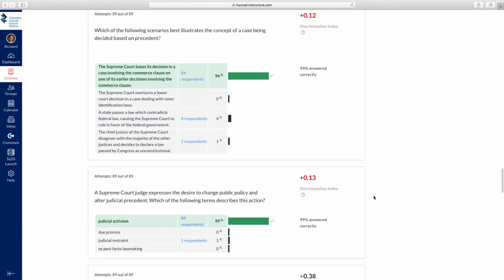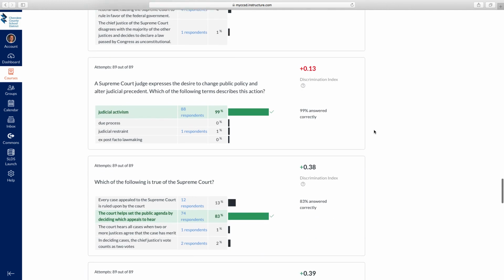Which of the following scenarios best illustrates the concept of a case being decided based on precedent? The Supreme Court based its decision in a case involving the Commerce Clause on one of its earlier decisions involving the Commerce Clause. Yeah, I mean, that's just using precedent. That's stare decisis right there.